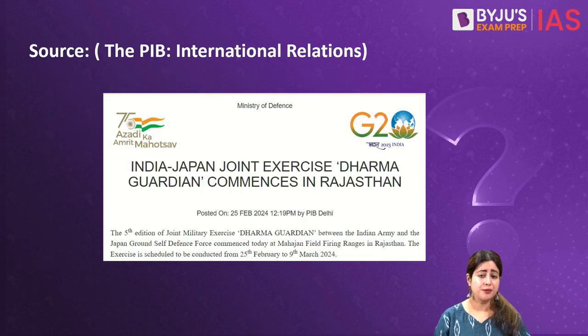Now, the reason why we picked up this question is again a release of PIB, which says that India and Japan are conducting a joint exercise referred to as exercise Dharma Garjan. Dharma Garjan translates as the protector of faith. It has begun in Rajasthan on 25th Feb, that is today itself, and this is the 5th edition of Dharma Garjan between both the nations. And this is talking about improving each other's military capabilities as well as self-defense techniques.